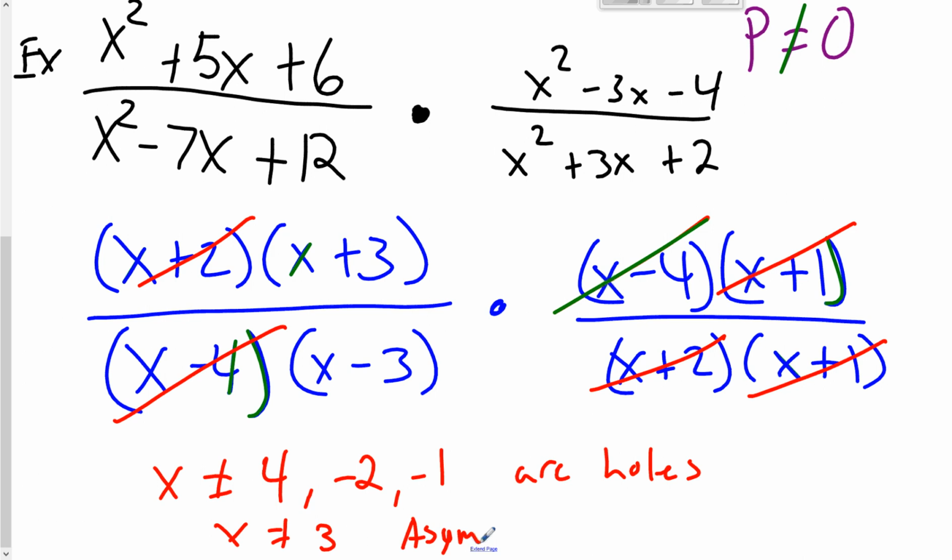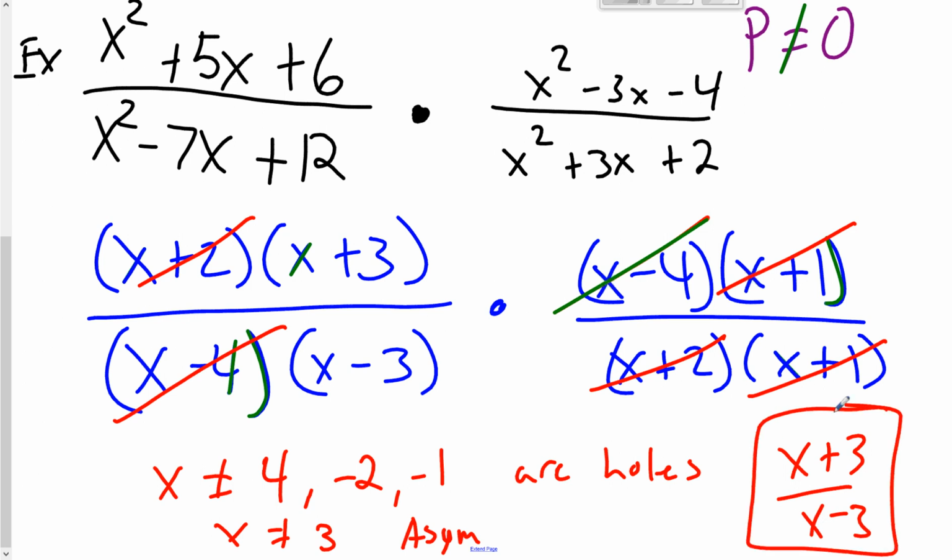Okay, so now what are we left with after we cancel all that? Over x minus 3. Can I cancel anything there? Nope, because they're not the same, right? So that's our finished simplified, or that's our multiplication of those two rational expressions.